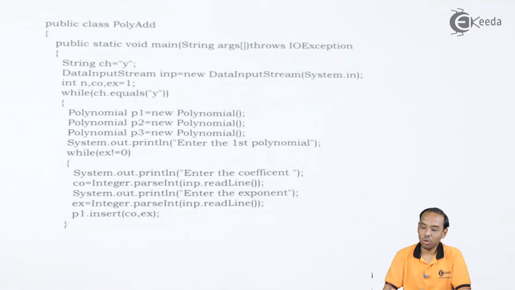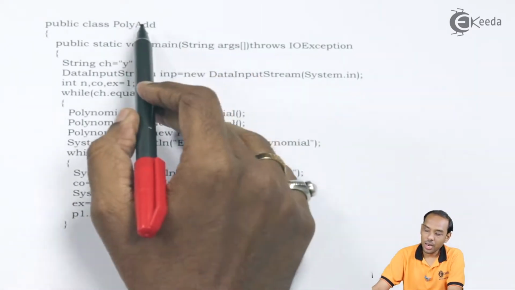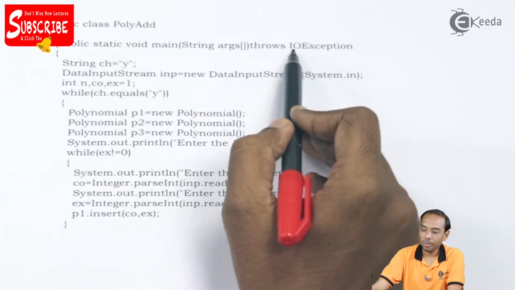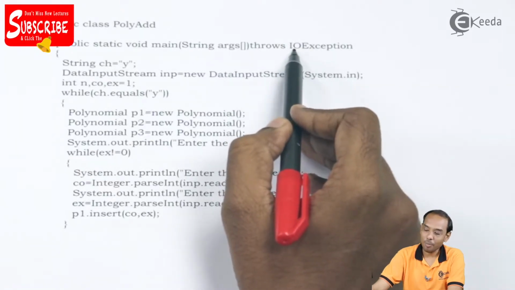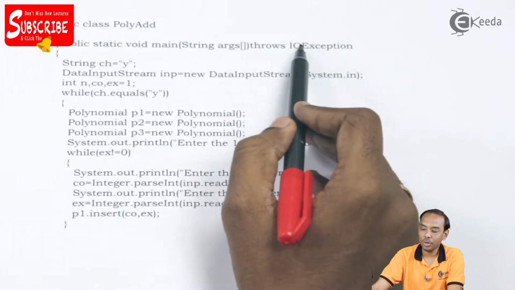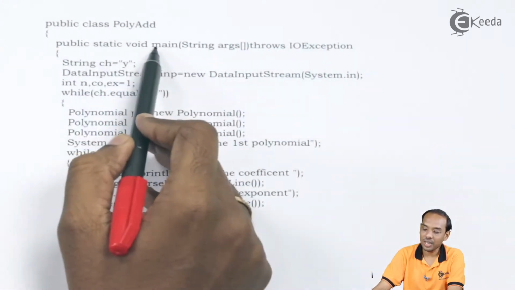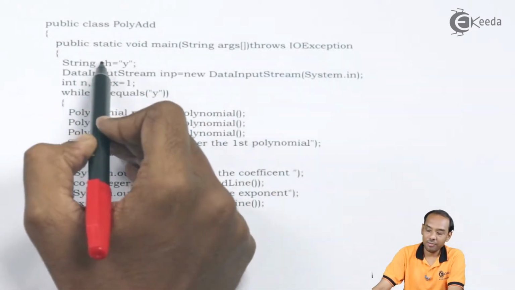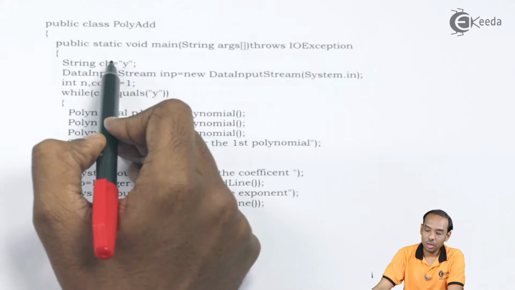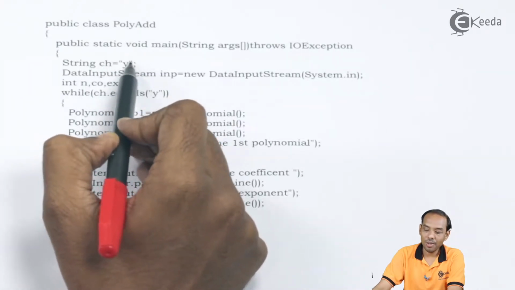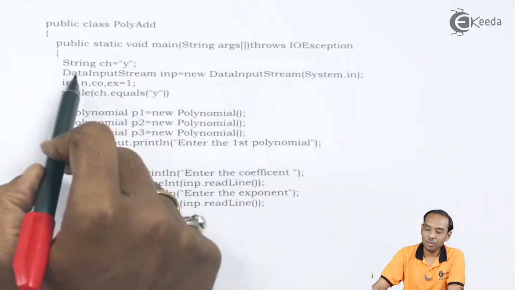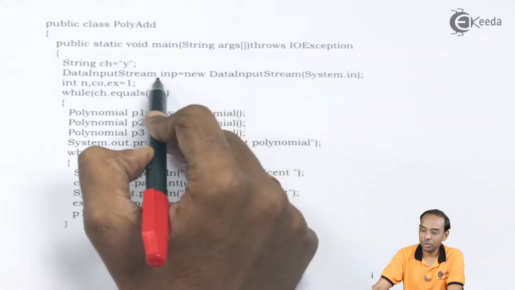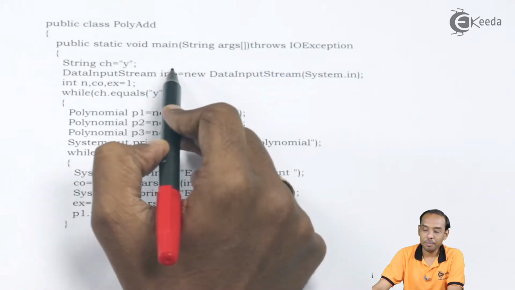First I've defined a class called poly. Now it might throw an input output exception, that might be there if you are not inserting the values of x and y properly. So I'm going to write public static void main string args throws IOException. Then I've defined a string variable ch, which is going to store the value y. To take the input I've used a different class object, that is DataInputStream. I've defined the object of DataInputStream called inp.